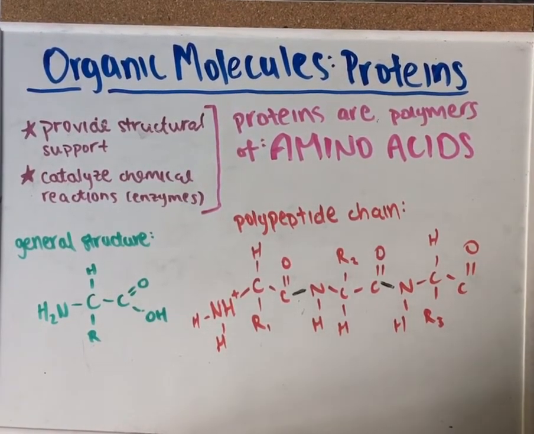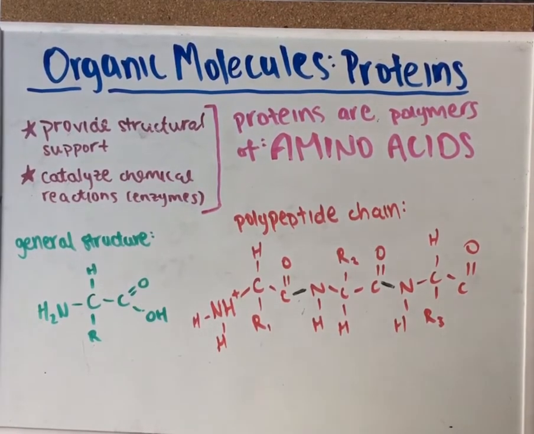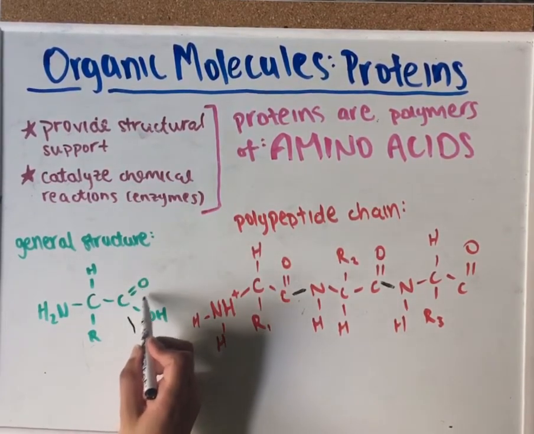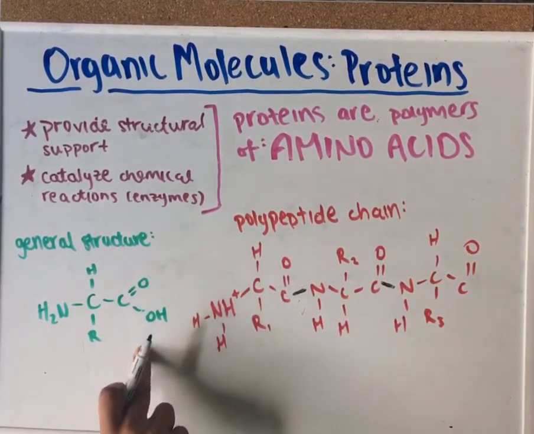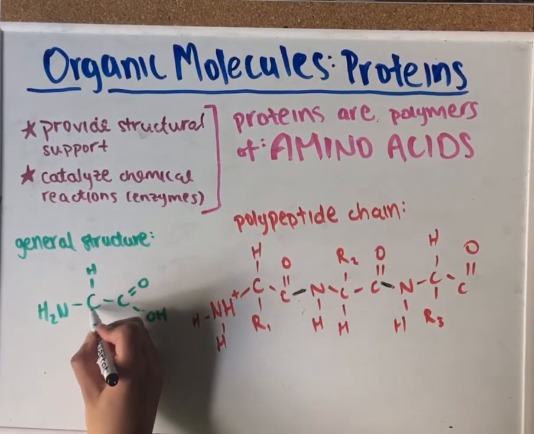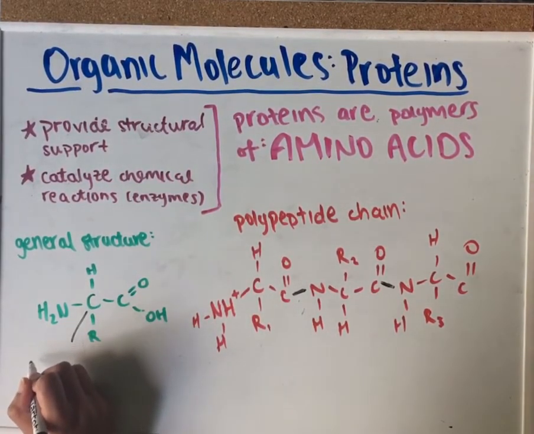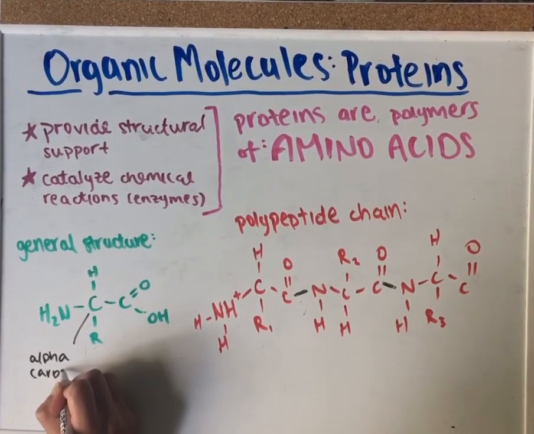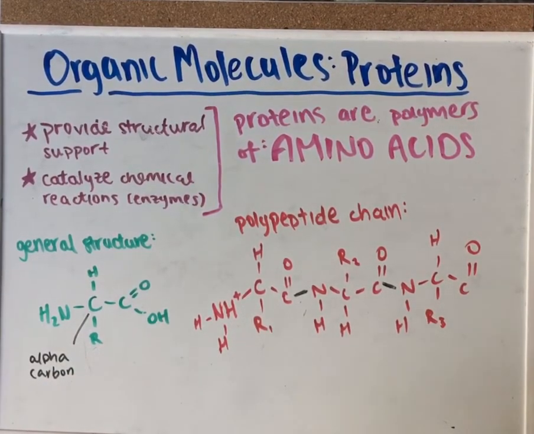So amino acids are the small units that are repeated and that make up proteins. So here we have a general structure of an amino acid. They have some important components. First, let's talk about the central carbon. So this carbon right here is called the alpha carbon. And this alpha carbon is covalently bonded to four things.